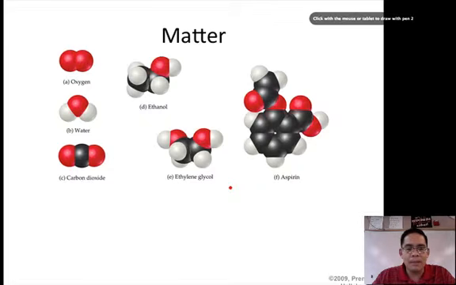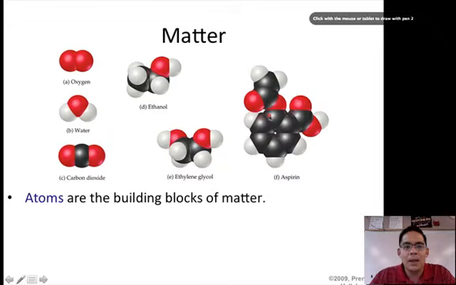Now of course some examples of matter. You can see over here we got oxygen, which is a diatomic molecule. We got water, H2O. You got carbon dioxide, CO2. Ethanol is C2H5OH, sorry. Ethylene glycol we'll learn about when we get to some organics. And then aspirin, if you're just kind of curious what it looks like, that's what it looks like. That's how it helps your heart and all that other stuff.